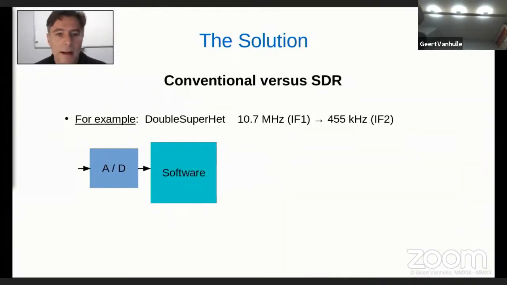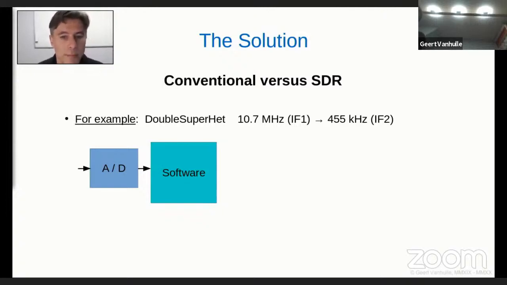Now look at the transposed circuit in software-defined radio. What we would do is digitize the signal, go from analog to digital, and then process it in software. And what would this mean?